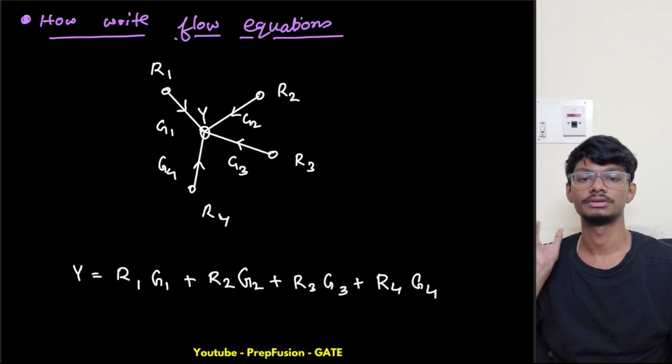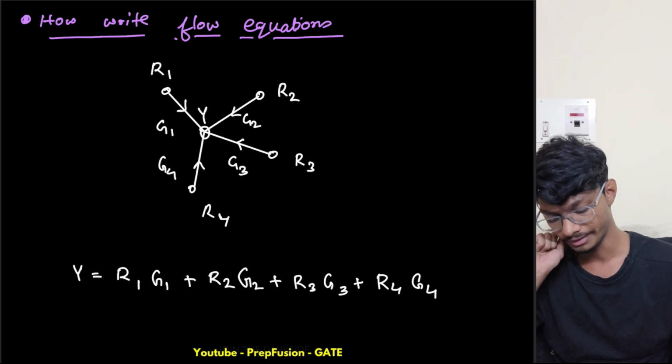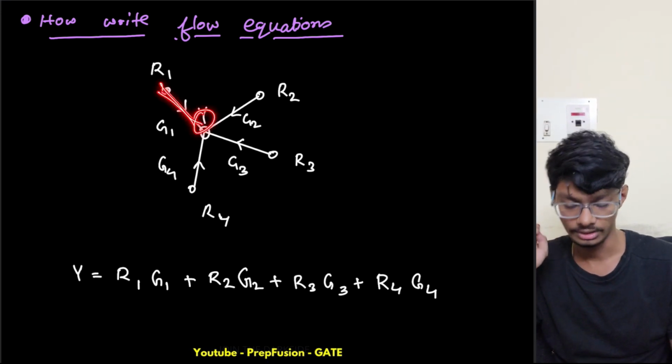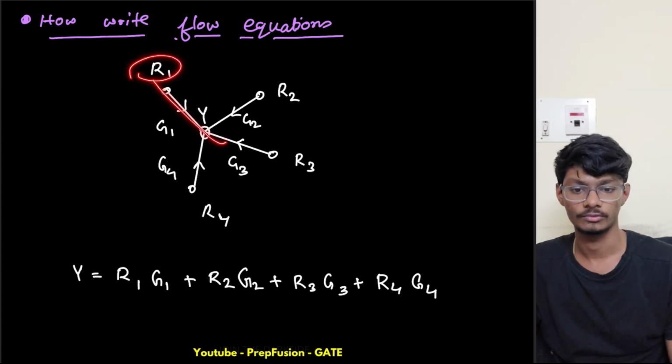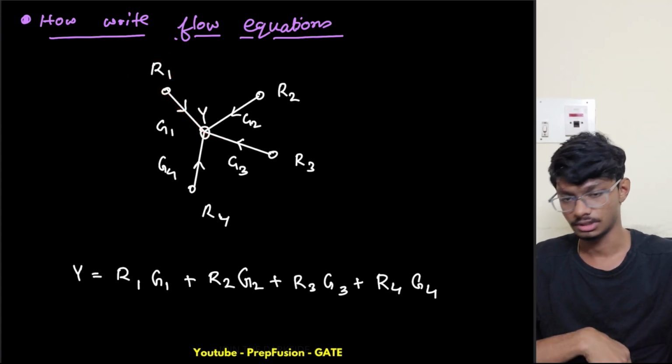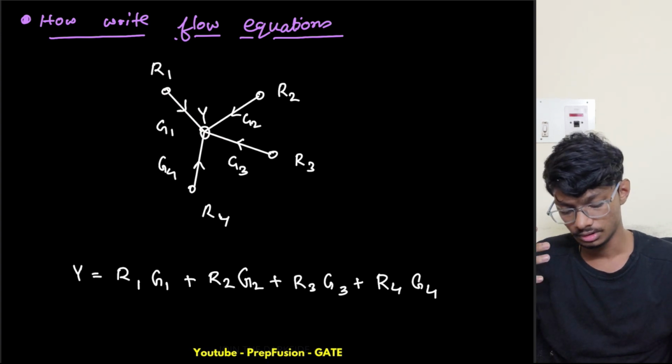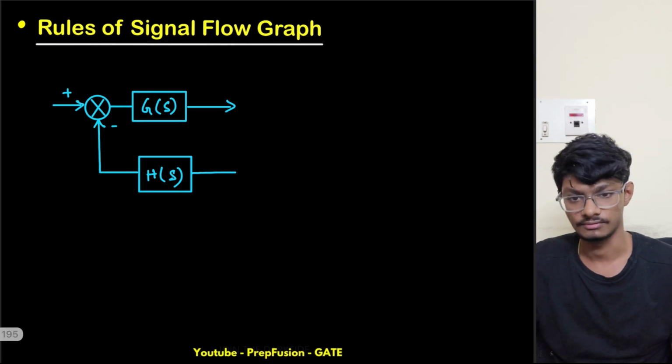But one thing to note here is that I can't go from Y to R1. I can't go against the flow. I can go from R1 to Y only. So yeah, this was the important point to note. Now what we'll do is go through a few important rules of signal flow graphs.